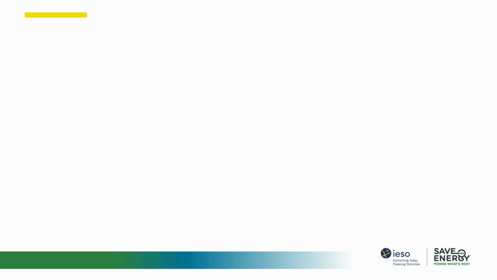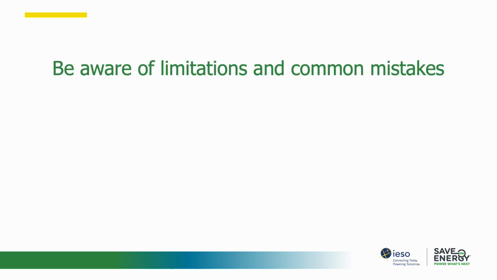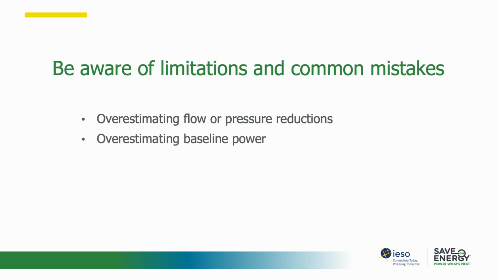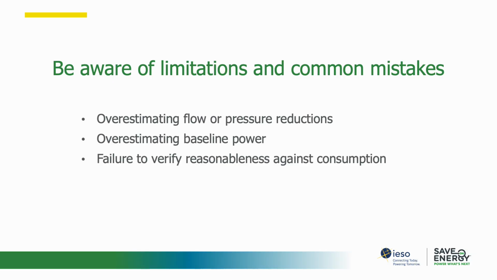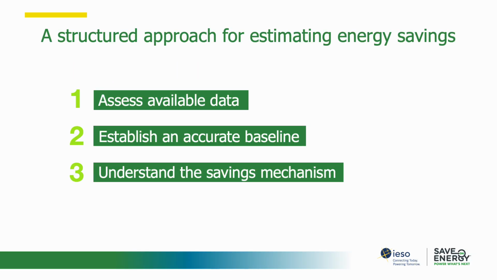Regardless of which calculation method you use, it's important to be aware of its limitations. Common calculation mistakes that lead to inaccurate savings estimates include overestimating flow or pressure reductions, overestimating the baseline power. Throttling valves and dampers are not the most efficient controls, but they do reduce load compared to full rated power. Another mistake is failure to verify reasonableness of estimated savings against total baseline consumption. By using this structure to estimate savings, you can be confident that your savings estimates are grounded in reality.